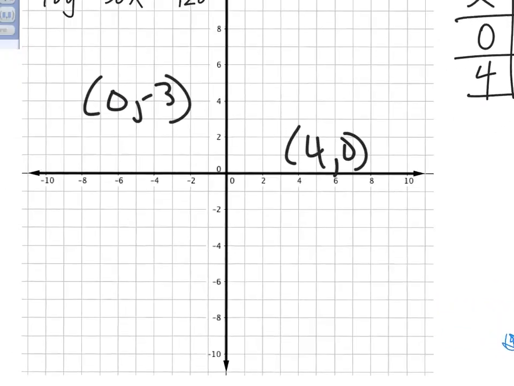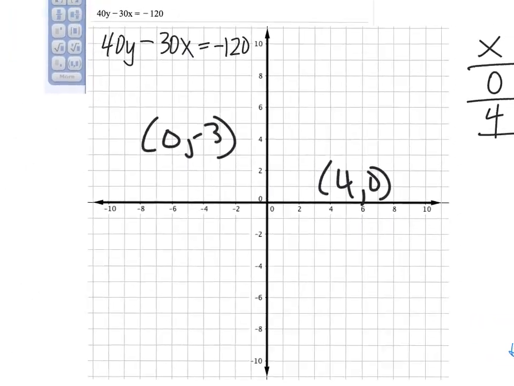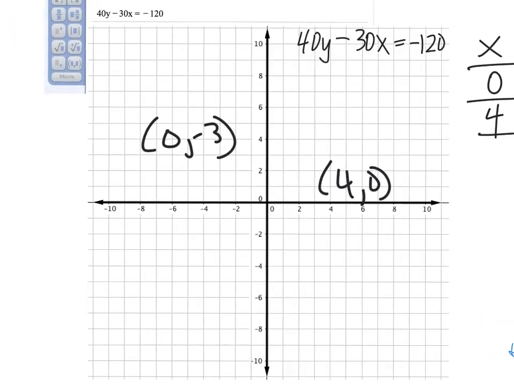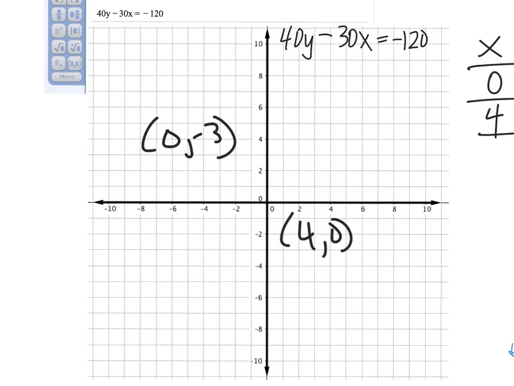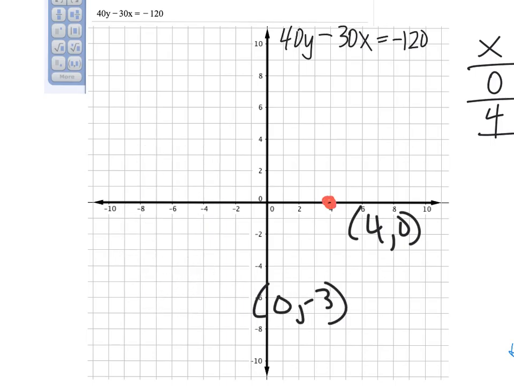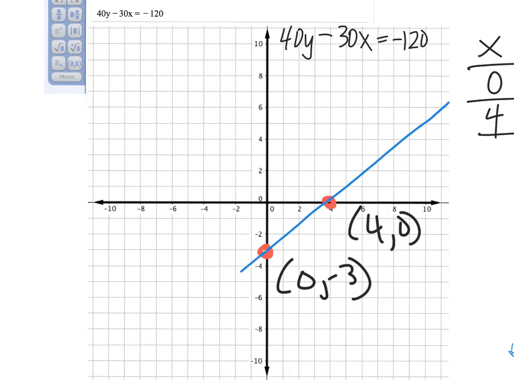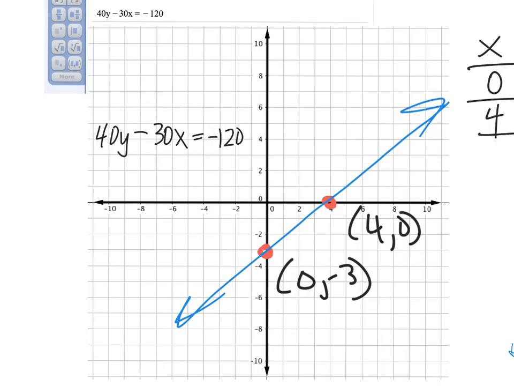So let's zoom in over here, and let's see where that goes. So let's see. 4, 0 goes right over here. And I'll put a big old dot right here at 4, 0. And then 0, negative 3 goes down here. So there's our point, 0, negative 3. And then the line, boom, right there. There is our line for this equation.